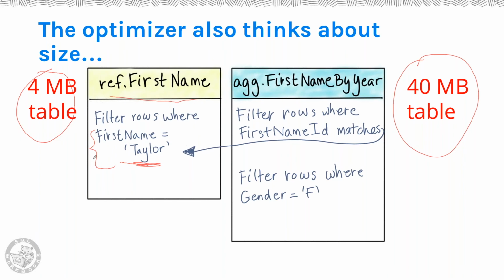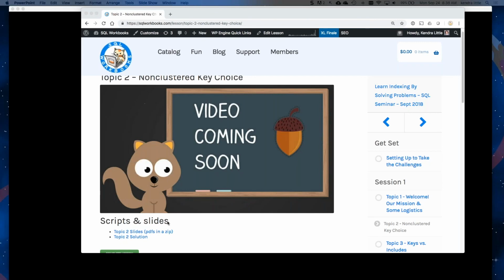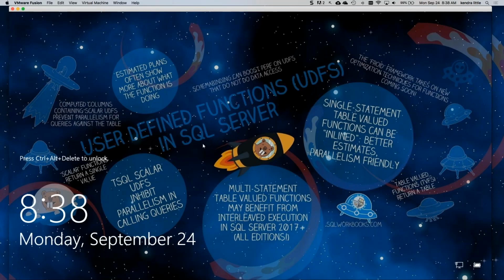So from ref.firstname, we're going to filter rows where first name is Taylor. From the bigger table, we're going to filter rows where gender equals F. Of course, we do only care about the rows where the first name ID matches the first name ID of Taylor, right? So there's 3 things that we're really looking at here. It's a little complicated. So now our challenge is to choose. There are different things you could index here, and I'm going to switch over to Management Studio now, because I do have the problem file up in Management Studio. The challenge is to design an index for this.